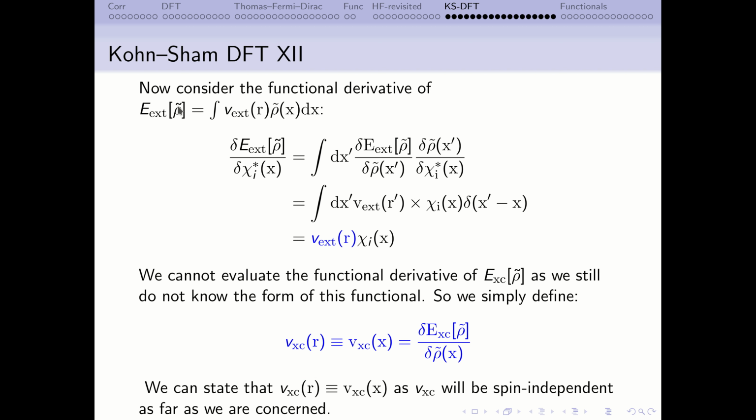Alright, now what about, let's take another one. So this is now the external functional, which is given by the external potential times rho tilde integrated over dx. Well, the functional derivative of E ext by chi I star, once again the chain rule. We know what this last part is. It's chi I times delta function, and we know what this part is.